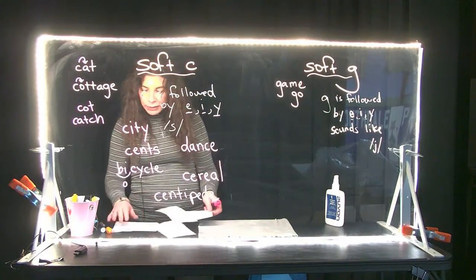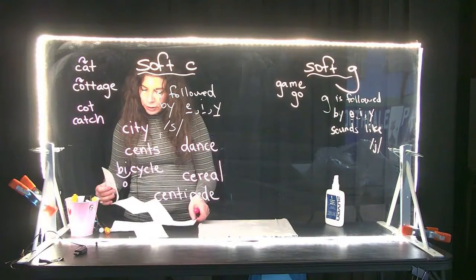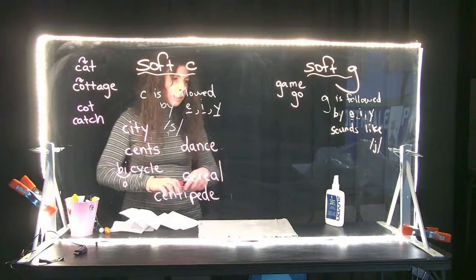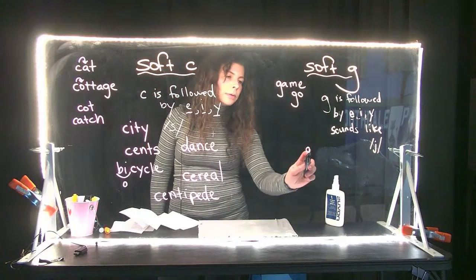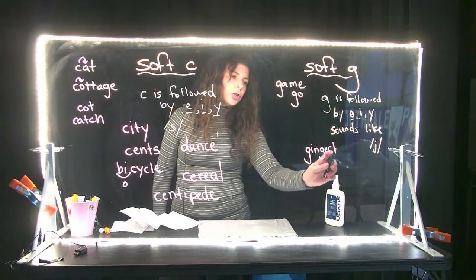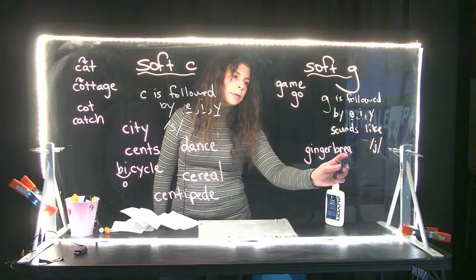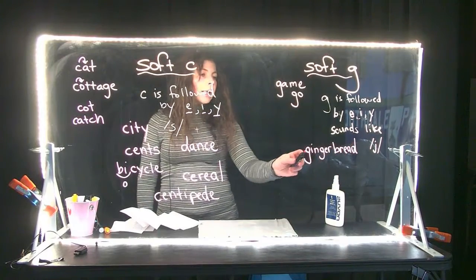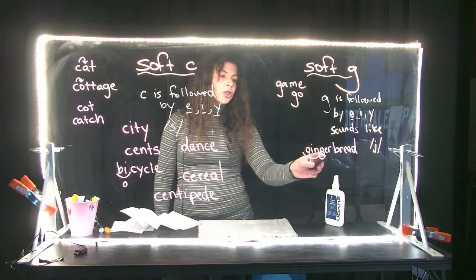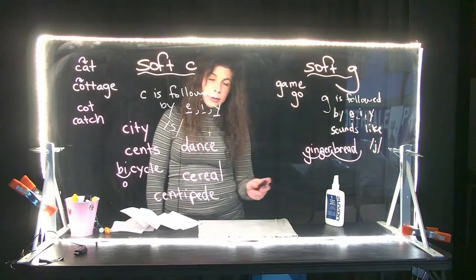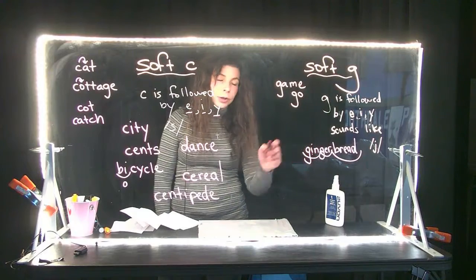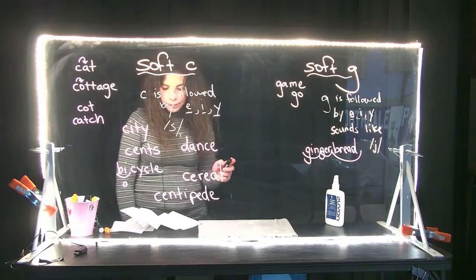So let's think of some G words that sound like a J instead of a G. Did any of you make gingerbread houses during break? I don't say gingerbread with a hard G. I say gingerbread. That has two G's followed by an I and an E. I don't say ginger with a hard G, I say ginger.